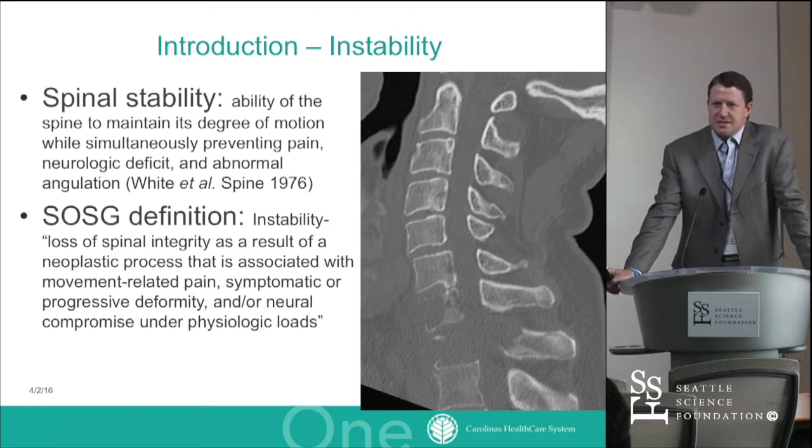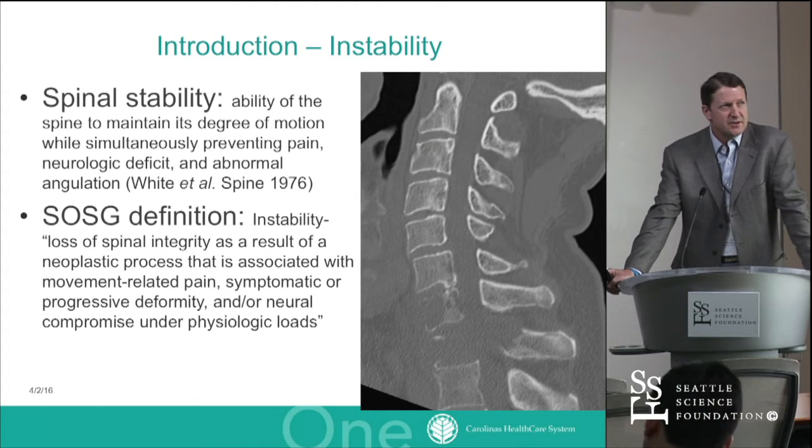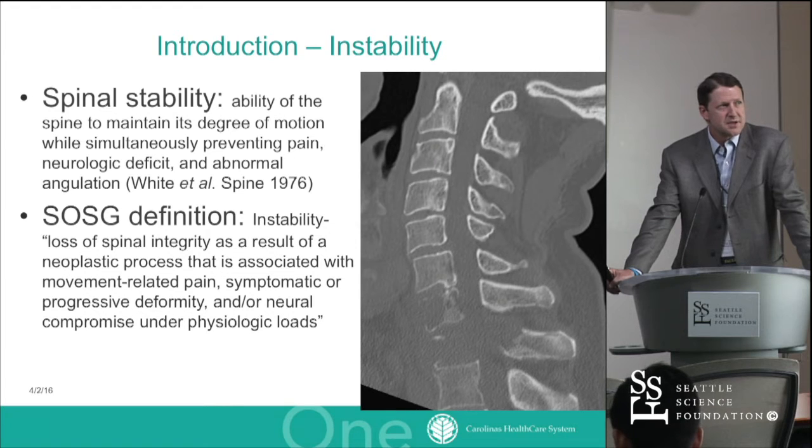So the Spine Oncology Study Group then went on to look at this concept of instability in the spine, and they defined instability along the same lines as the original Punjabi and White description, as the loss of spinal integrity as a result of a neoplastic process that is associated with movement-related pain, symptomatic or progressive deformity, and/or neural compromise under physiologic loads.